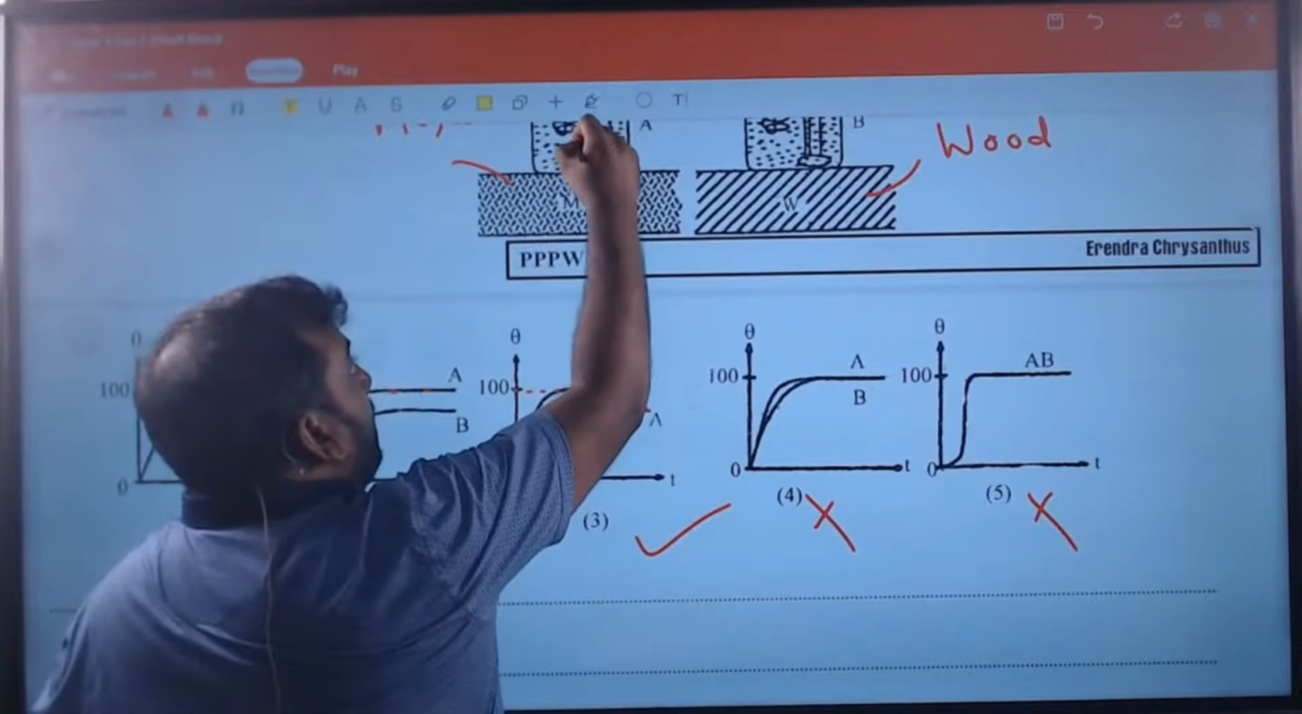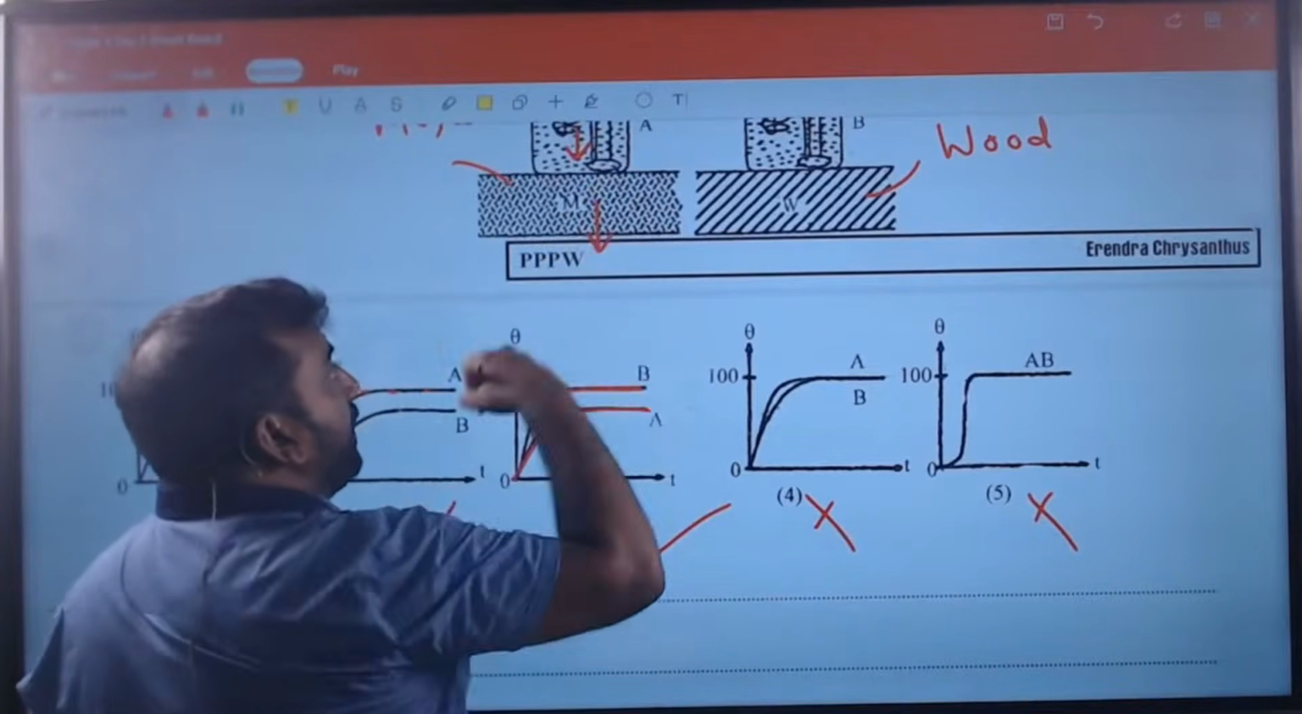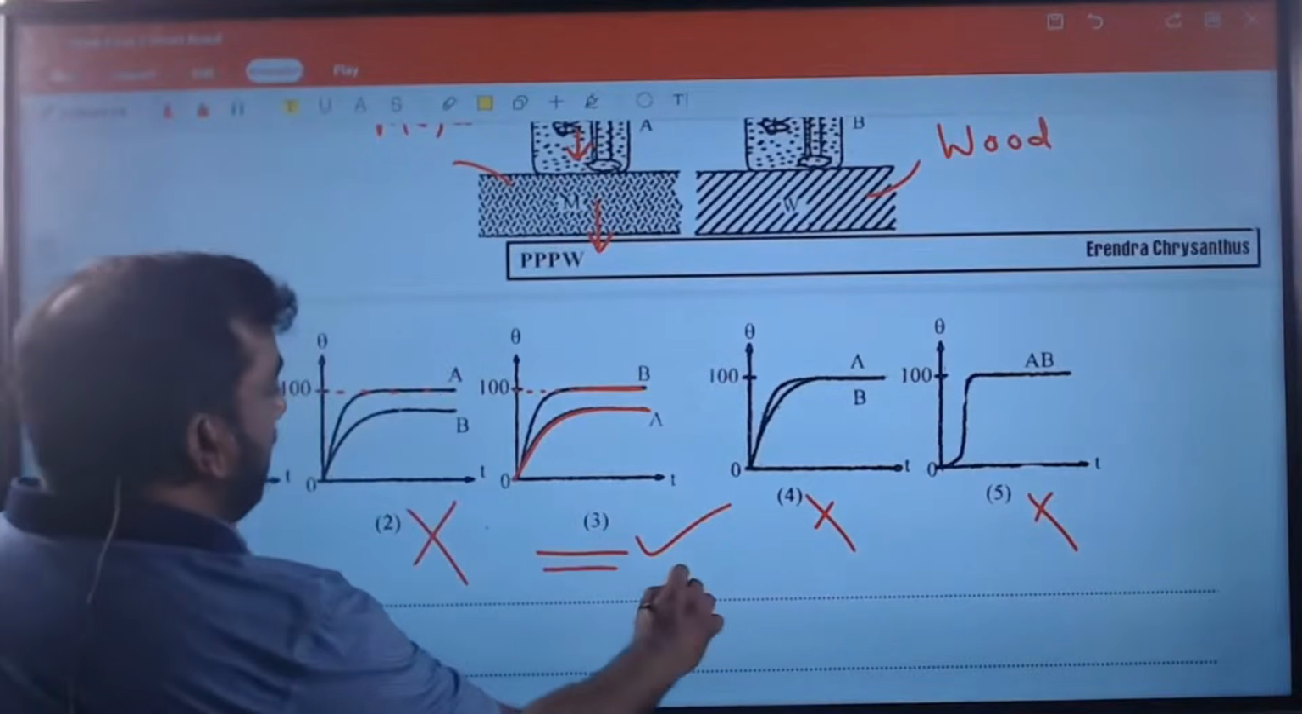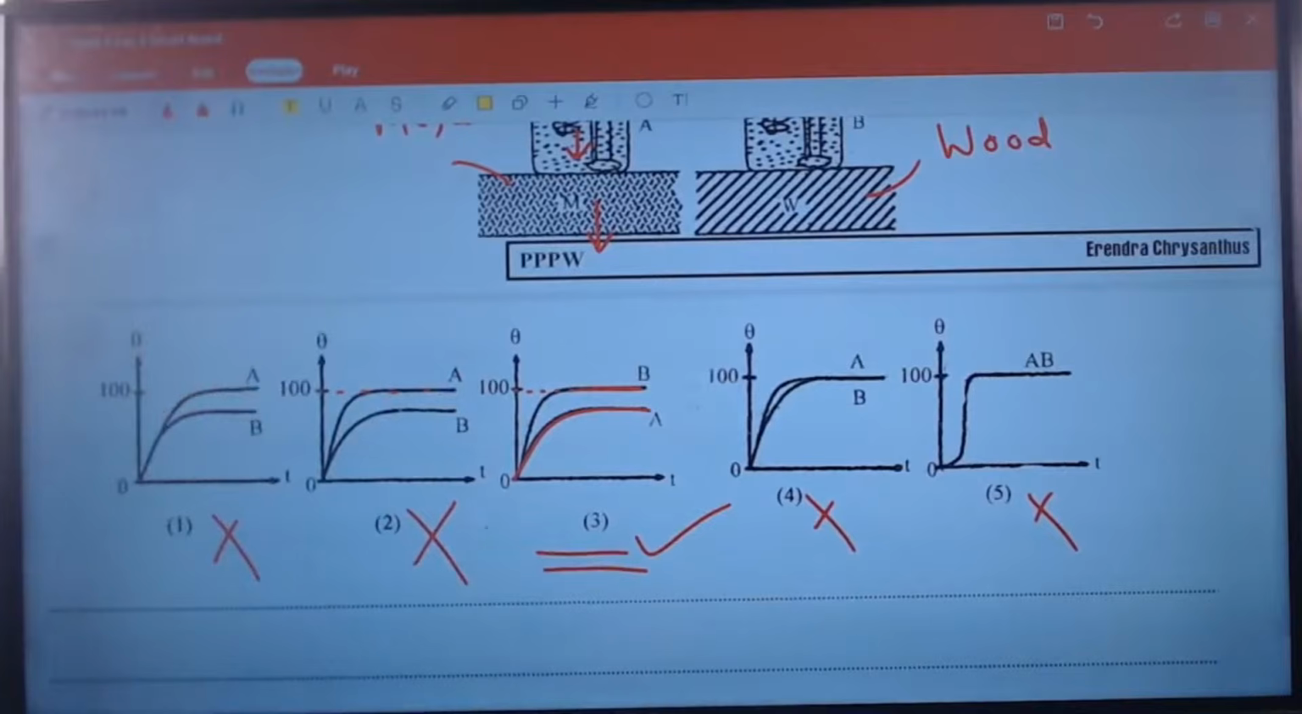But whatever heat that comes in, heat will be conducted. Here, heat is not conducted. Good. So, correct answer is answer number 3.